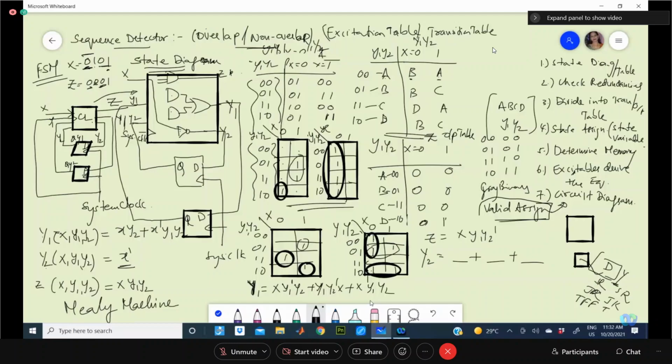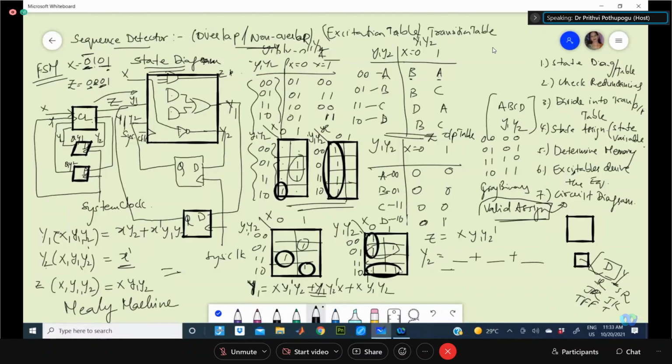That means this last step, the circuit diagram, is the last step. Defining the circuit diagram will be done after deriving these equations. After deriving these equations, we see which one gives us the simplest form of equation, with fewer minterms and variables. That will be taken into the circuit, or with that, the hardware will be implemented. That is the meaning of a valid assignment.